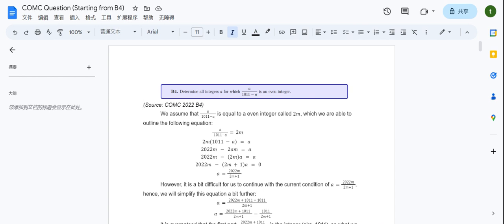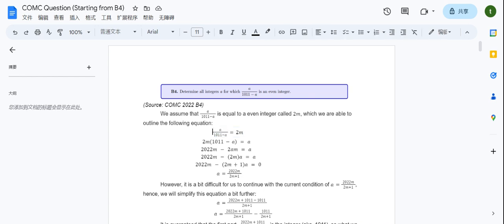To do this problem, we can first assume that the expression a divided by 1011 minus a is equal to an even integer, which we call 2m, where m can be any integer. From this, we derive the following equation: a divided by (1011 minus a) is equal to 2m, which leads to this step because this times this is equal to a.